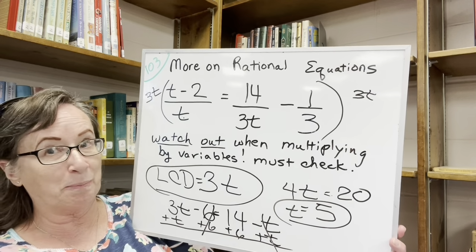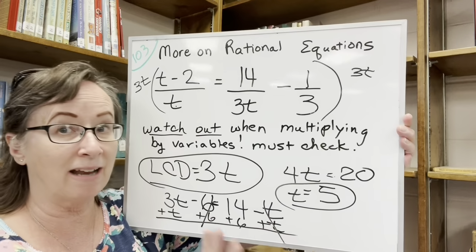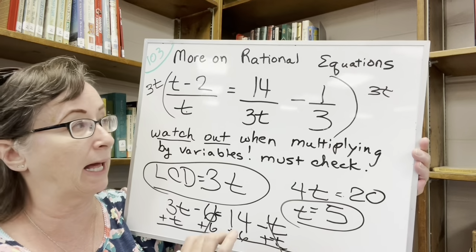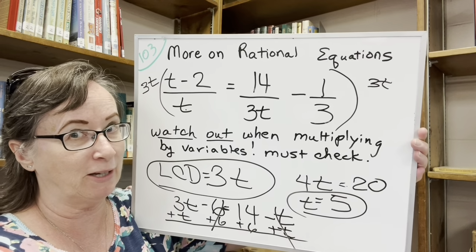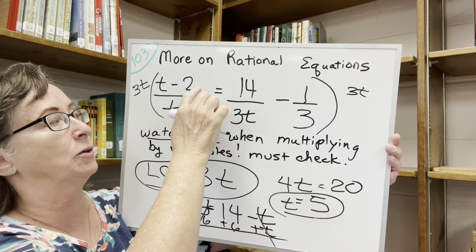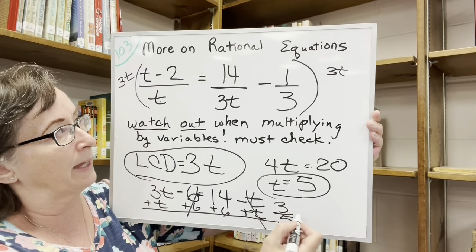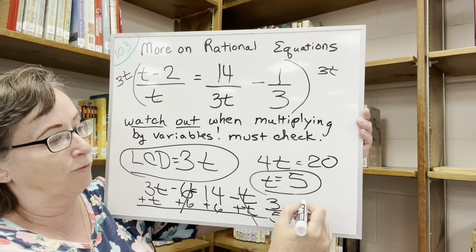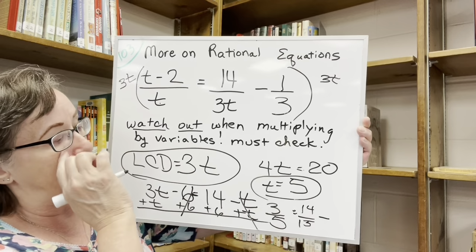Okay, now let's plug in that answer. Now our t did not wind up to be a 0, so it should be a correct answer, right? We did not multiply. We multiplied by 3t, which in this case is 15, so everything should be good. Let's check it. If we plug in a 5 here, we get 5 minus 2 is 3 over 5, so we get 3/5 equal.